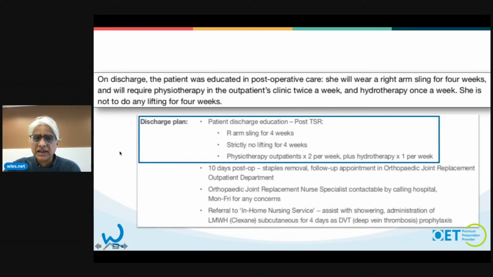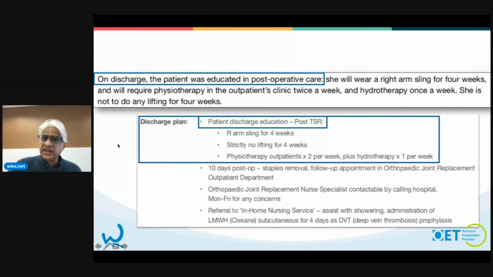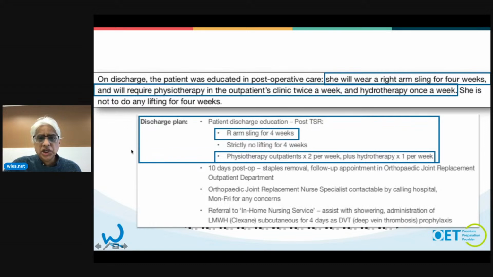And again, just looking at the language, on discharge followed by a comma, it's a nice formal way of saying the patient has been discharged, was educated, she will wear a right arm sling. They're using the future simple tense. I think you could use the present simple as well. You could say she has her right arm in a sling. But this is fine because we've got duration. We've got 4 weeks. It's fine. She will require physiotherapy. Again, you could possibly use the present simple. She is to see a physiotherapist. You could say it that way.